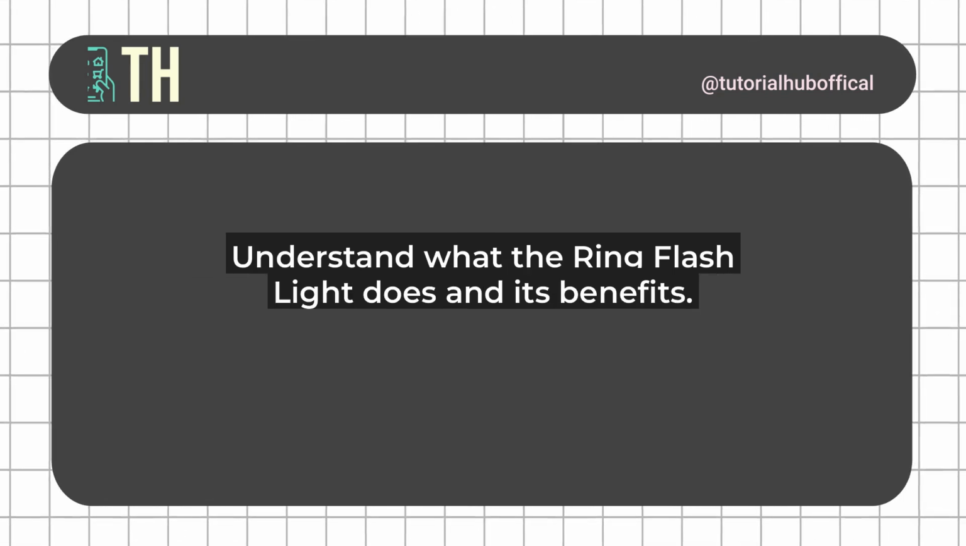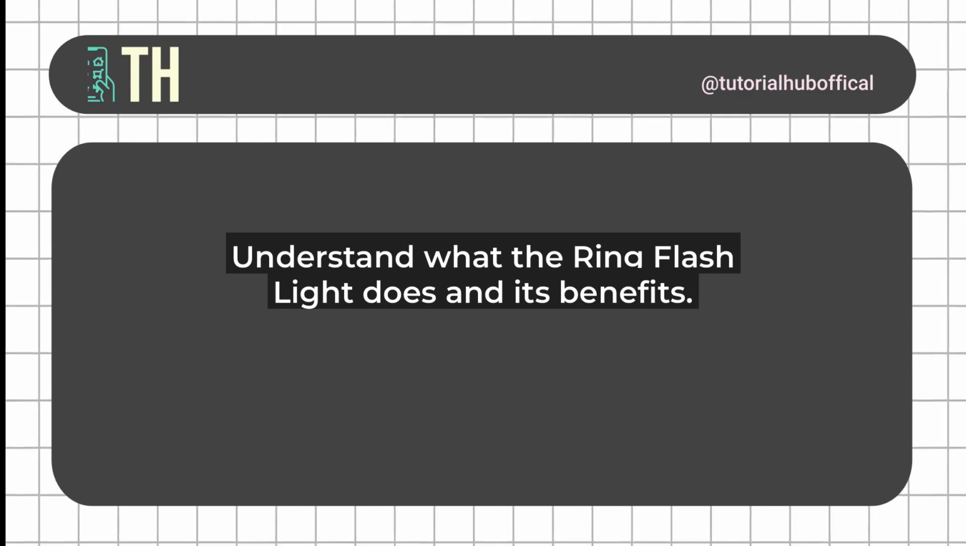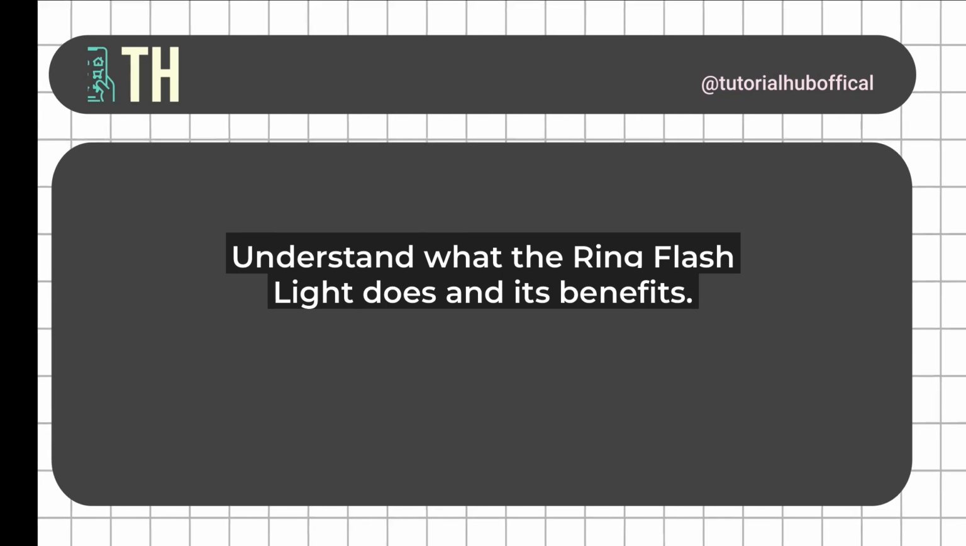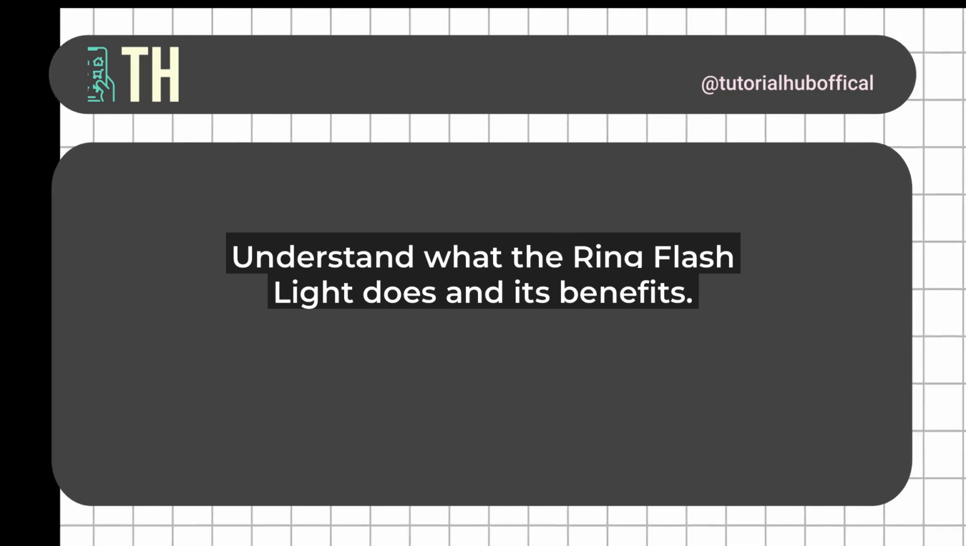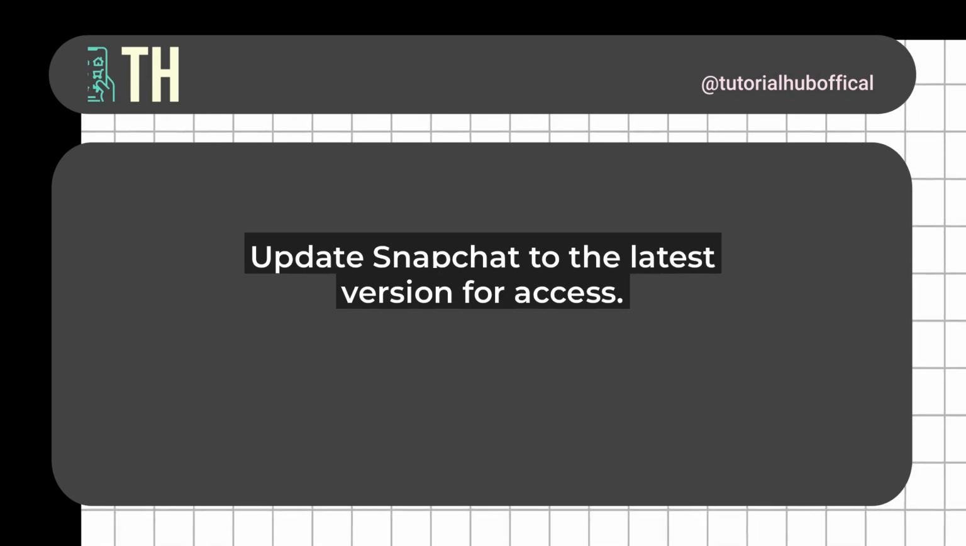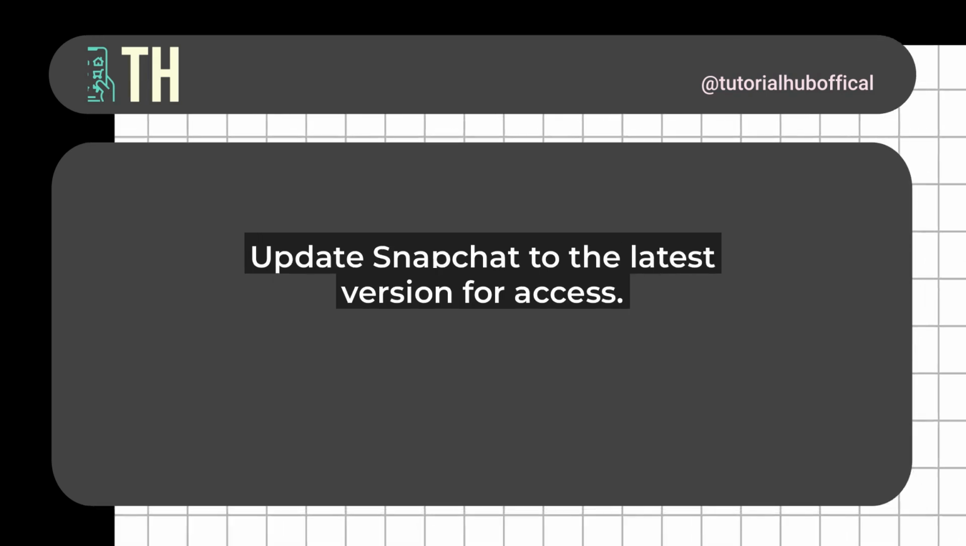Let's dive right in. First off, what exactly is the Ring Flashlight? It's a built-in tool that uses your phone's flash in a circular pattern, making your selfies and videos pop, especially in dimly lit environments. It's perfect for those late-night hangs or cozy indoor stories.